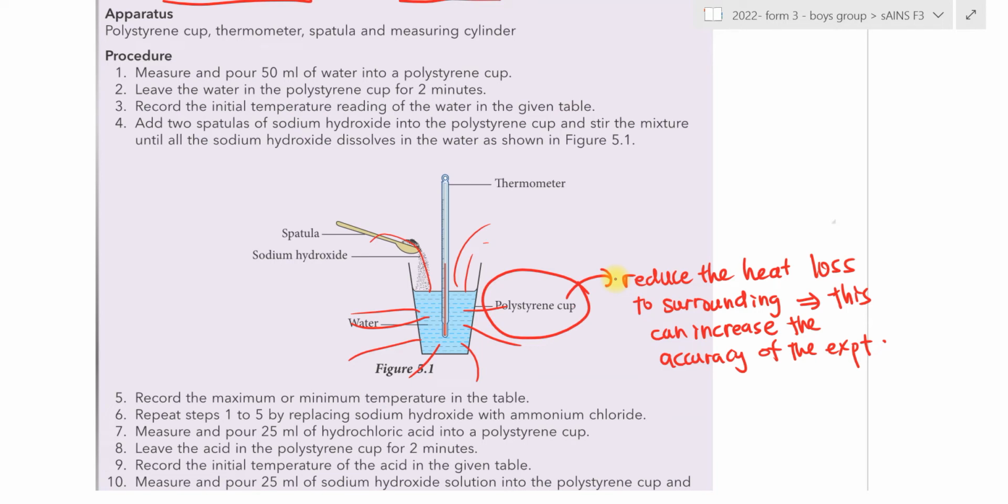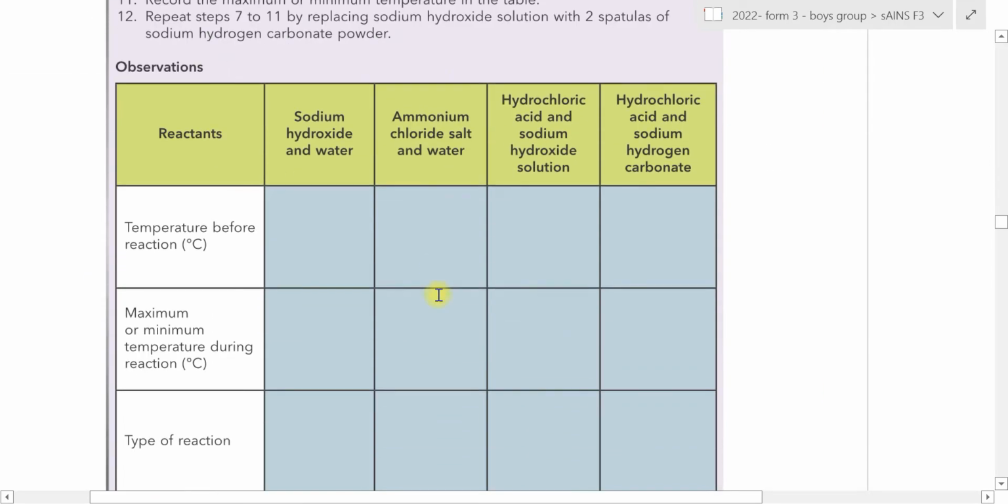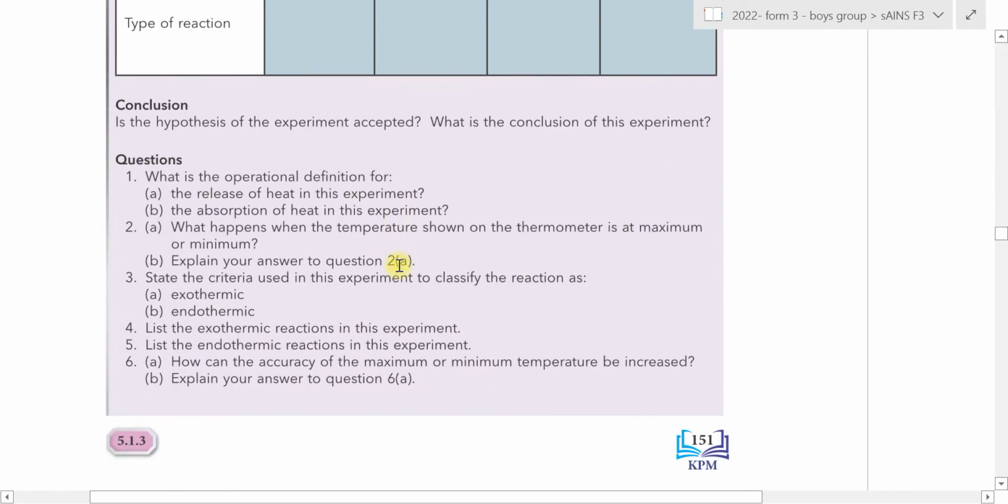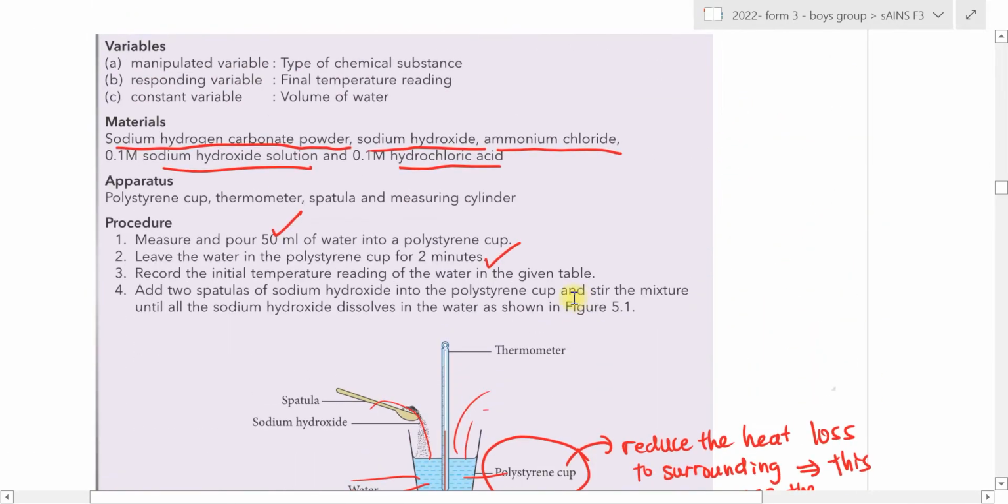Use 50 ml of water and then leave the water in the polystyrene cup for 2 minutes so that the temperature becomes room temperature, 28 or 27 degrees Celsius. Record the initial temperature reading of the water, should be 28 or 27. They never mention it here.